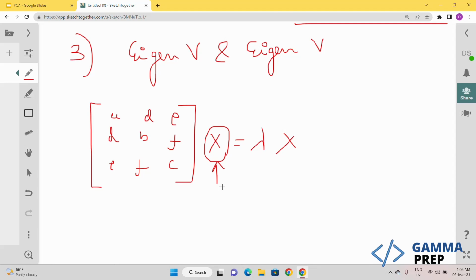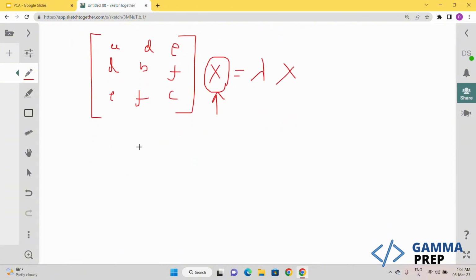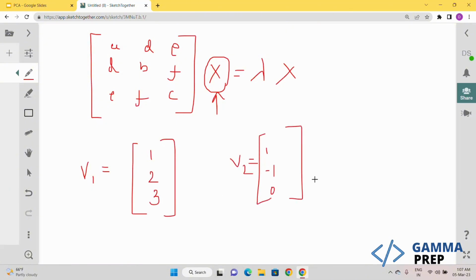So organizing information in principal components this way will allow you to reduce the dimensionality without losing much information. So let's say we have 3 eigenvectors that we come up with, because this is a 3 cross 3 matrix, right? The first vector is, let's say, 1, 2, 3. The second vector is, let's say, 1, minus 1, 0. And the third vector is 2, 3, and 5. Okay.